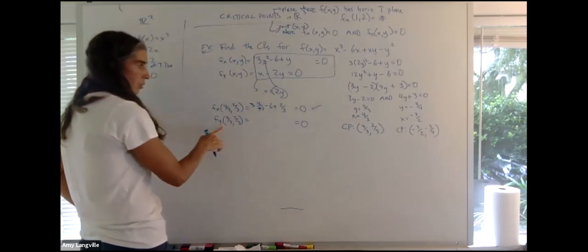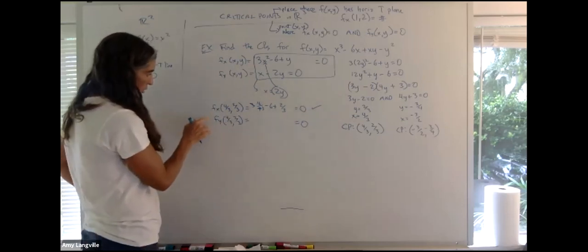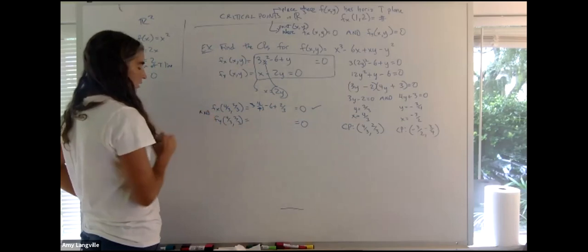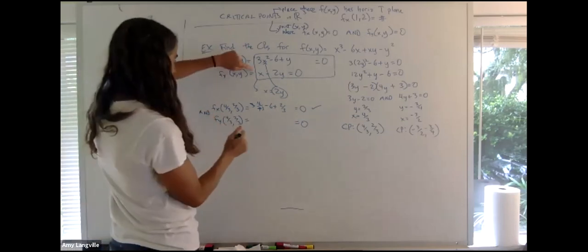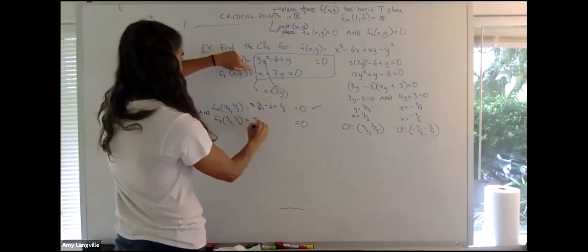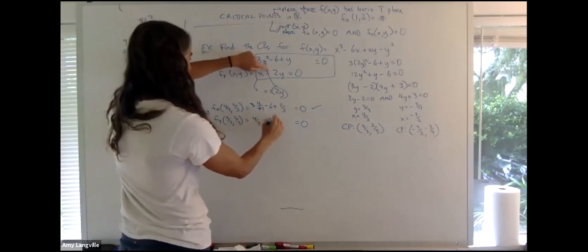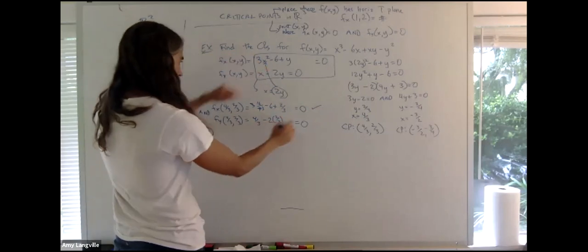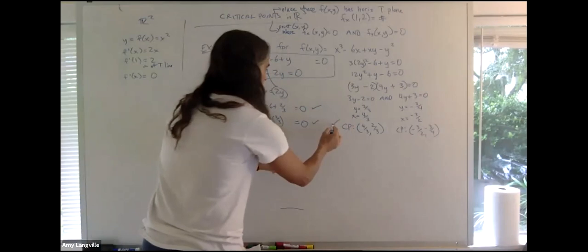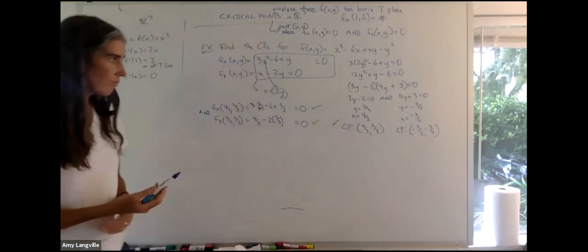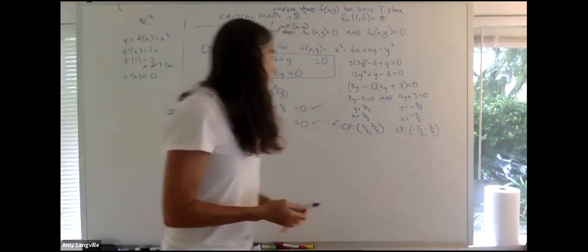And then we check the other one. Both of these have to be true, it's an "and." So f sub y at 4/3 is 4/3 minus 2 times 2/3. Easier one to check, yes. So this is definitely a CP. And again, it has to be by design, but that's just a way to check. And this one also is a CP.